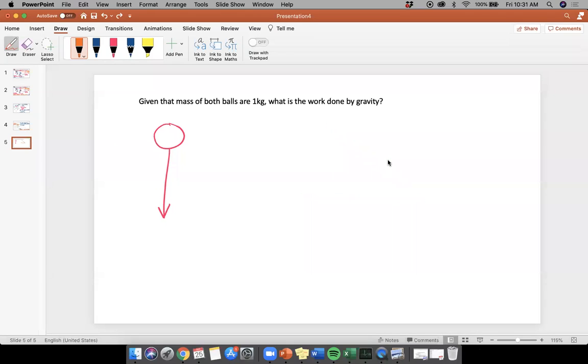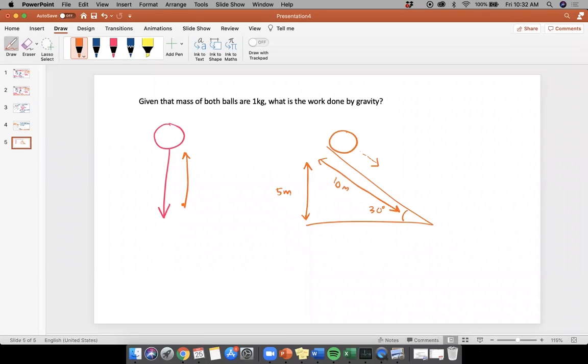Okay, so this is 10. And then we have a ball falling down. This is 10. This is 5 meters. This one is also 5 meters to ground.